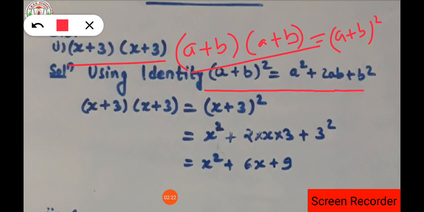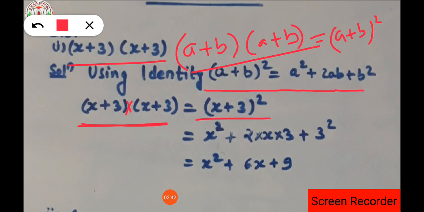Clear? Then x plus 3 into x plus 3, it can be written as x plus 3 whole to the power 2. Why it can be written whole to the power 2? Because into is present in between these two expressions, that's why. Okay, so x plus 3 whole to the power 2 is there.